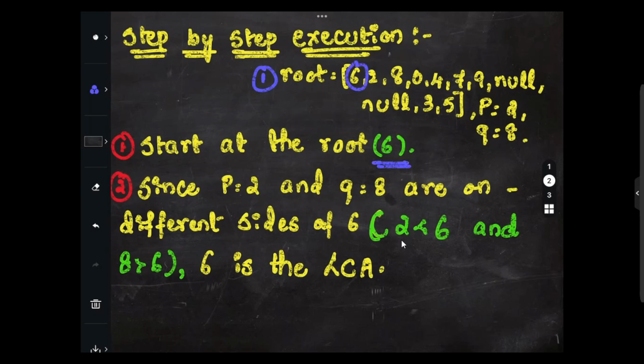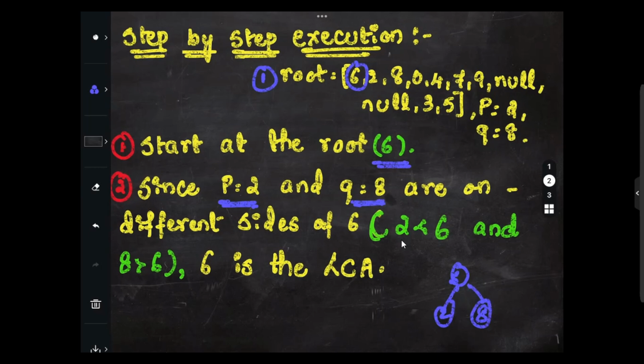So the root node, the value that we have at the root is 6. So we will start at the root 6. Since P is 2 and Q is 8 next itself, right? So we have 6, 2 and 8. I will not draw all the nodes here. I'm just writing here 6 to 8 here.